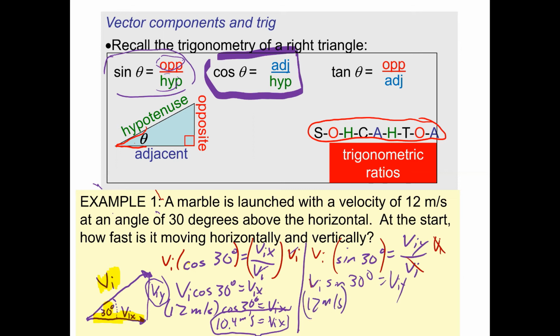The sine of 30 is one of those convenient ones. It's 1/2, so 6.0 meters per second equals VIY. So I know that when that marble was launched at a velocity of 12 meters per second at that angle, initially it was moving 10.4 meters per second horizontally and 6.0 meters per second vertically. Okay, we got through that.